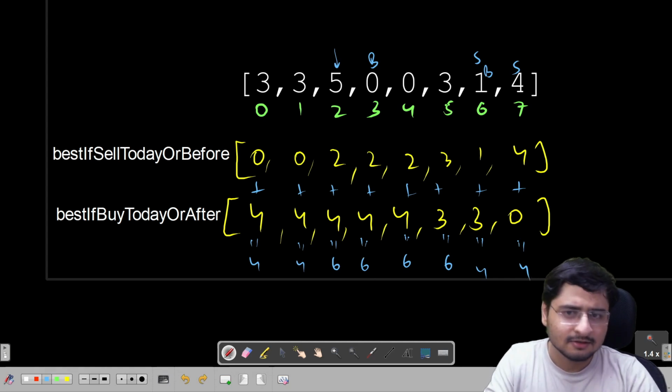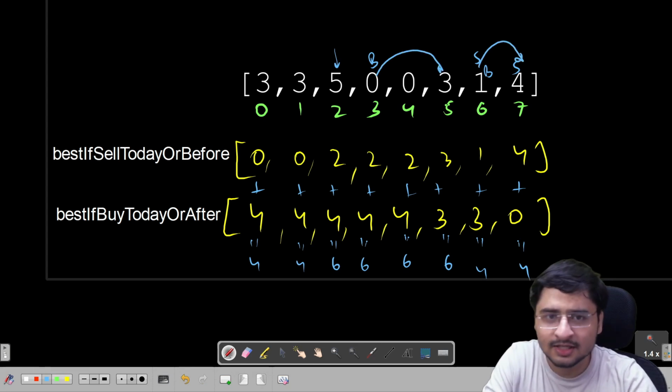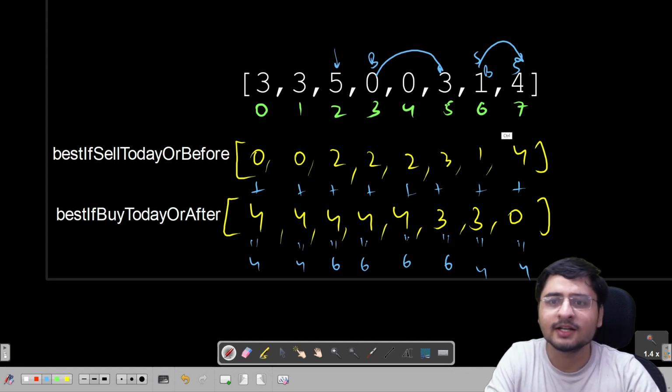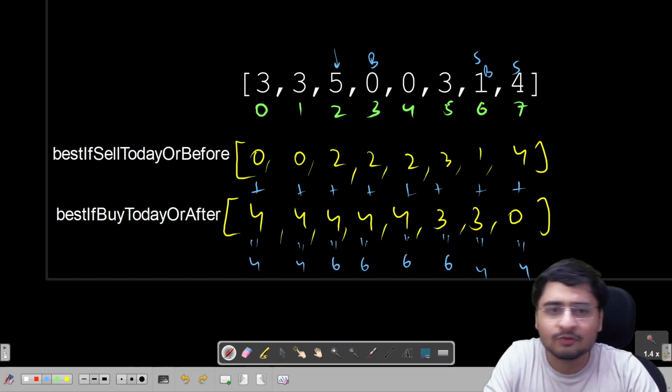So let's consider, for instance, this case as well. You buy here, sell here, you buy here, sell here. This is a good day, a good transaction value. Again, this is, you can say, a pivot kind of thing, right?